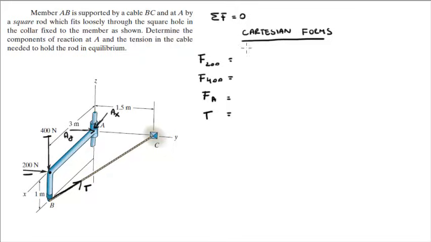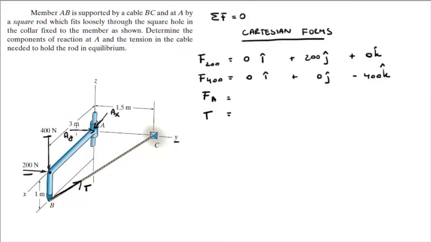So the 200 Newton force is going straight to the right, parallel to the Y. So its Cartesian vector form is 0 in the I, plus 200 in the J, plus 0 in the K. The 400 Newton force is going straight down on the Z, so it's 0 in the I, plus 0 in the J, minus 400 in the K.